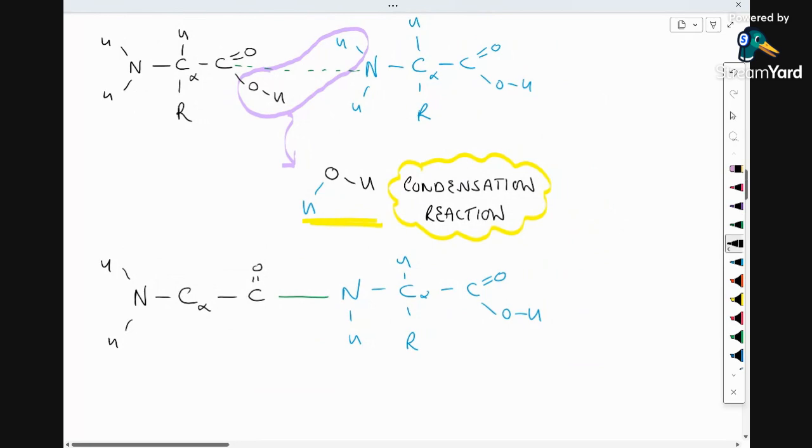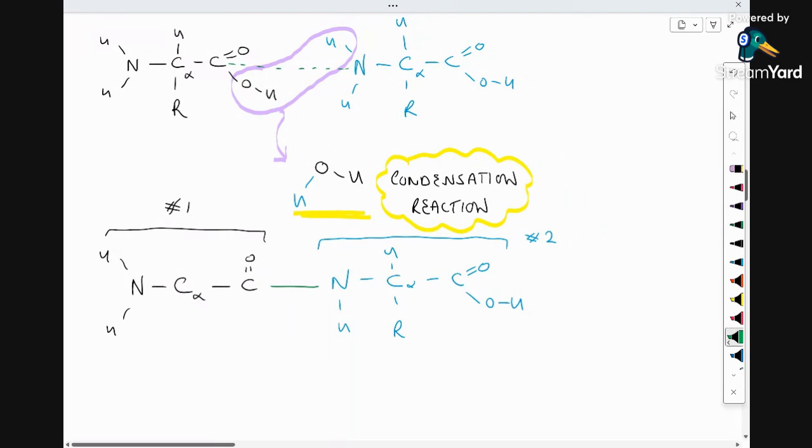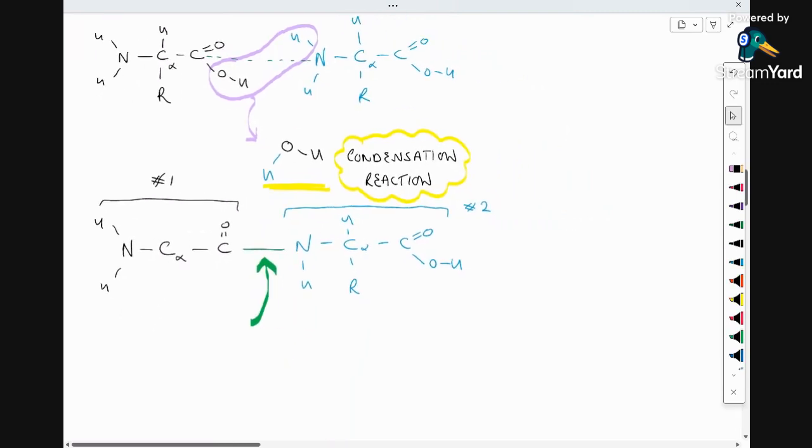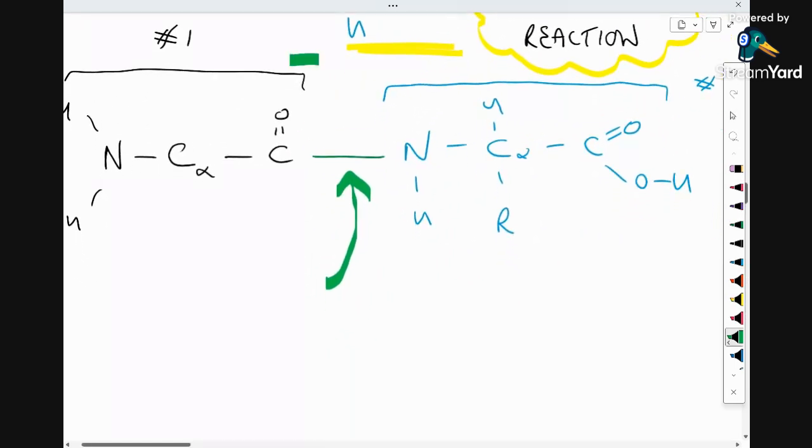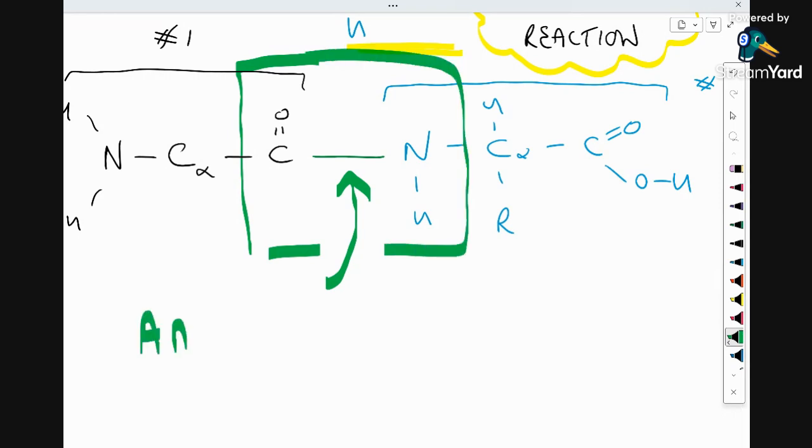So this in black here was amino acid number 1. And the amino acid in blue here was amino acid number 2. The bond that we formed in green here is a special type of bond that you need to know. Now, the chemists amongst you hopefully recognize that this here is an amide bond or an amide linkage.